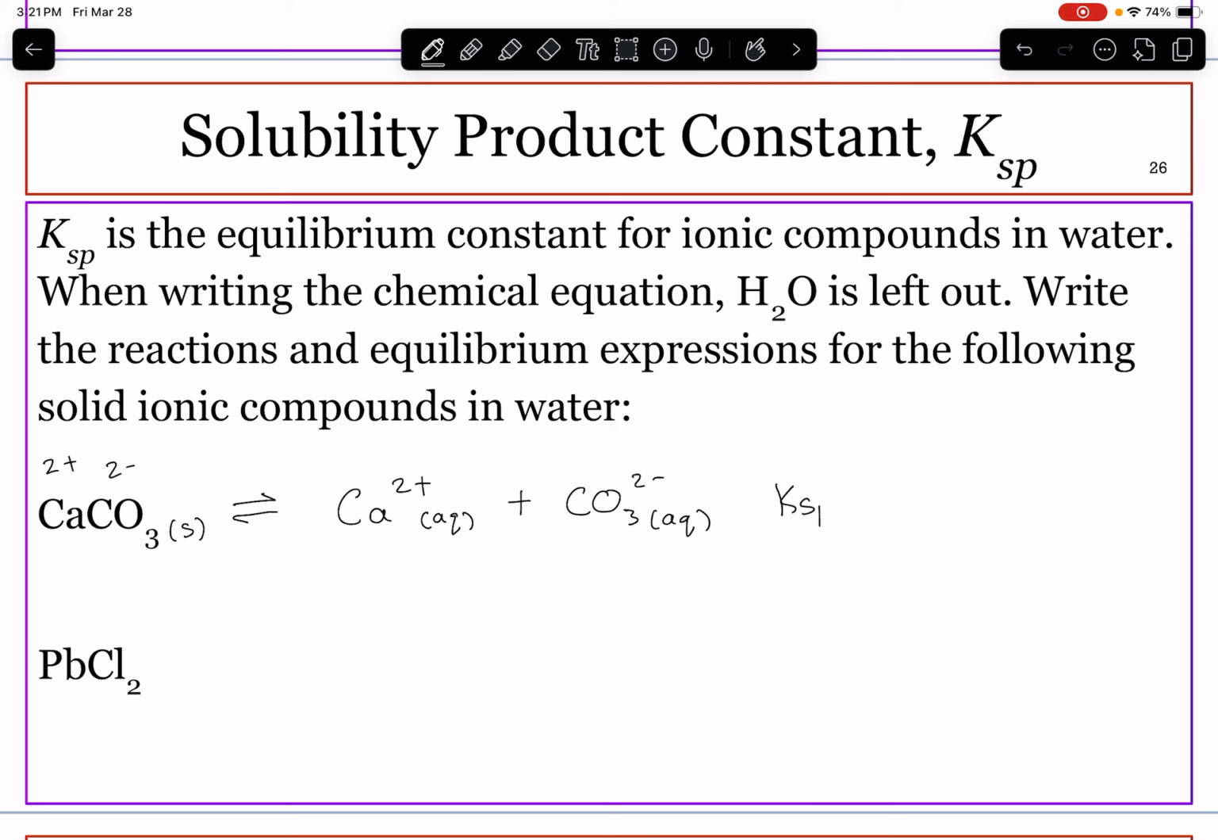The KSP then is written as products over reactants. However, only the product side has either gases or aqueous substances. The reactant side only has one solid, and solids and liquids are never included. So we have calcium ion and we have carbonate ion. That is the first problem. Pause to see if you can work out the second one for lead chloride.